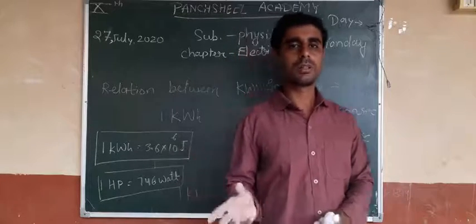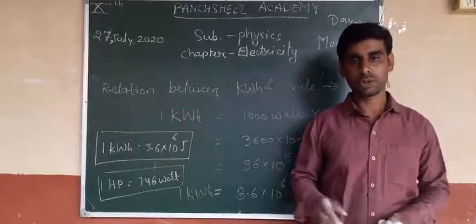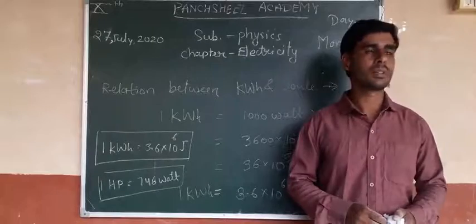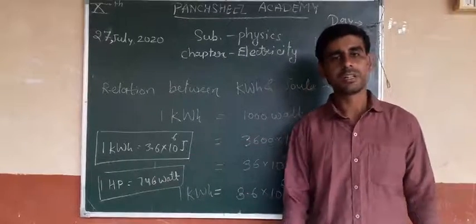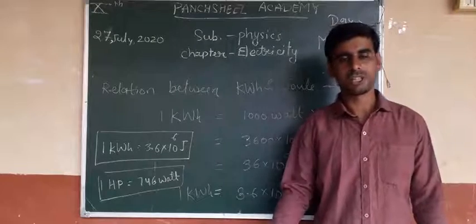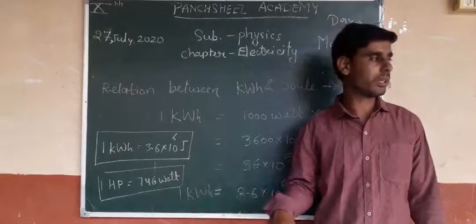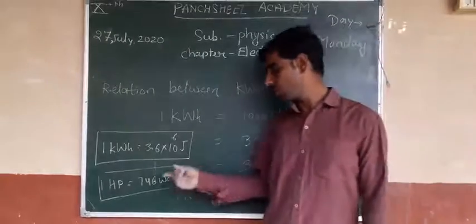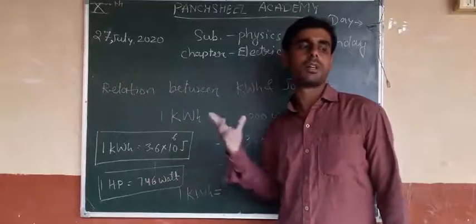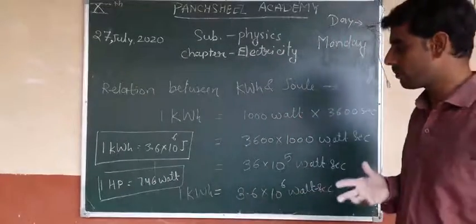or in our industrial purpose electric motor, electric pump, the rating is expressed in 1 HP, half HP, 3 HP, 5 HP, 7 HP, 10 HP, like this. So 1 HP equal to what? 746 watt. This is the unit for the measurement of electric power. Okay.